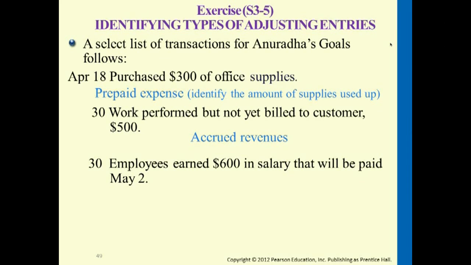Okay, the last one here, employees earn $600 in salary that will be paid later, May 2nd. So when it reaches April 30th, we want to record this $600 under salary expense and salary payable, an accrued expense. It's a type of liability now, and later on the actual cash payment happens when it reaches May 2nd.